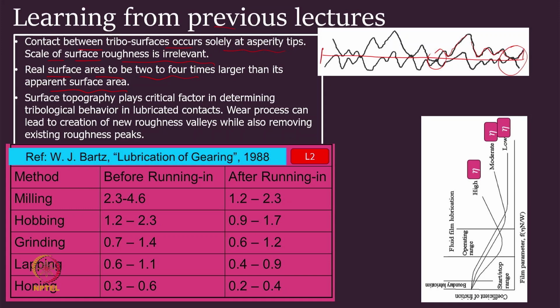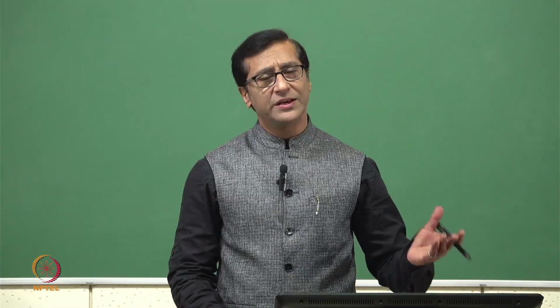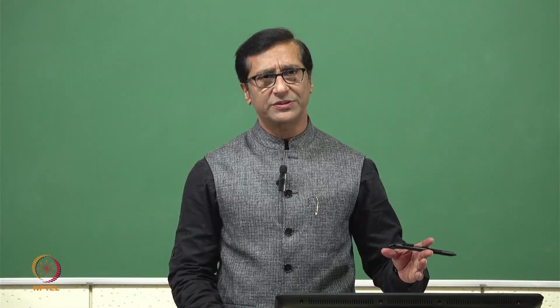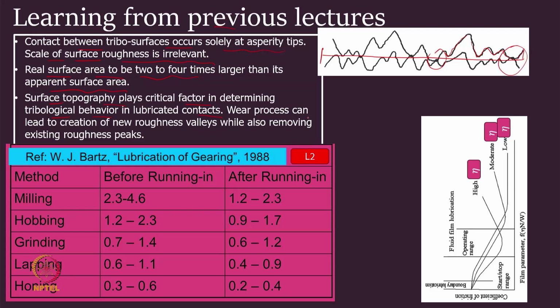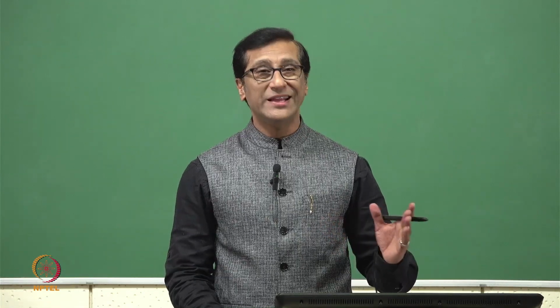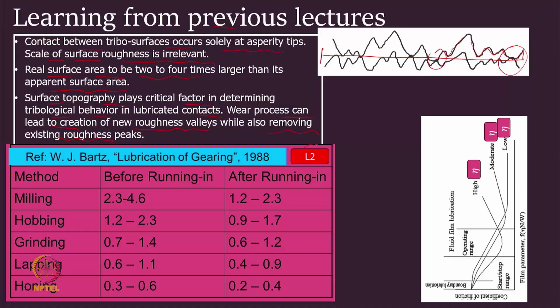surface area. The next one says that surface topography plays a critical factor in determining the tribological behavior. We have already learned that surface topography, with different shapes and different curvature, will give different kinds of tribological performance. We also say the wear process leads to the creation of new roughness valleys, while also removing the existing surface peaks. So with time, surface roughness will improve. That is what we learned even in lecture number 2.